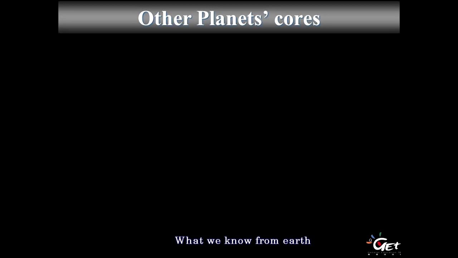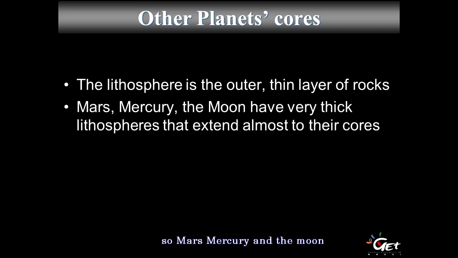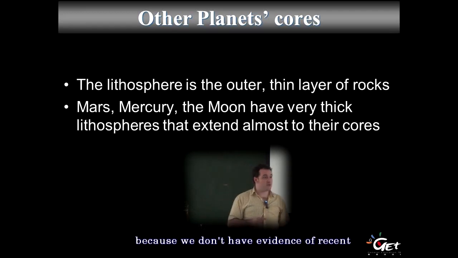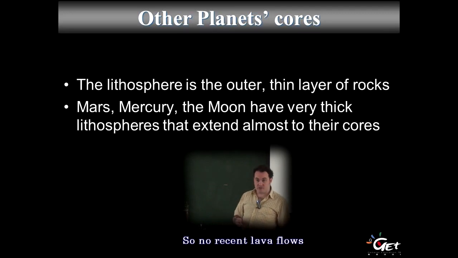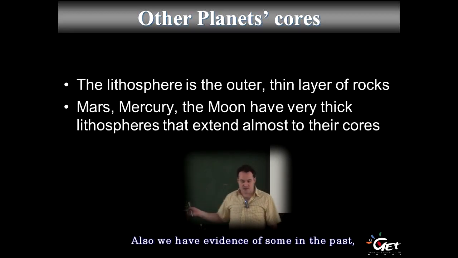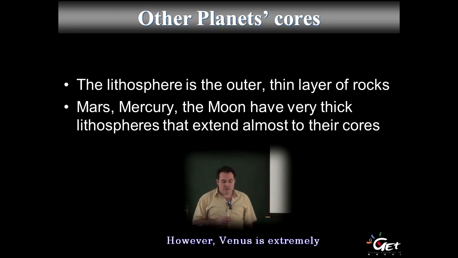What we know from Earth is that we have a lithosphere, the outer thin layer of rock, or the crust, we call. So Mars, Mercury, and the Moon are thought to have very thick lithosphere that extends almost to their core. The reason why we think that is because we don't have any evidence of recent seismic activity, so no recent lava flows or volcanic activities. Also, we have evidence of some in the past, but nothing very recent that makes us think that there's no magma.